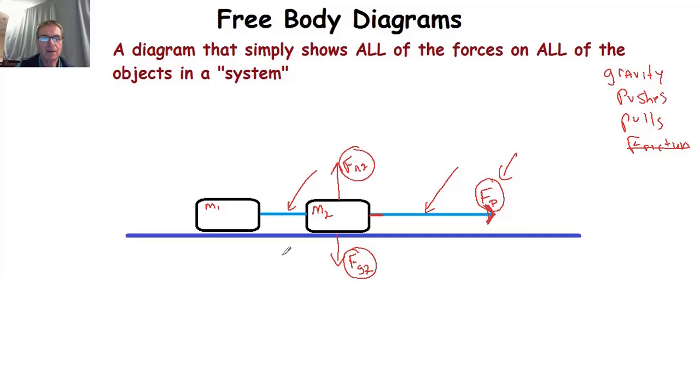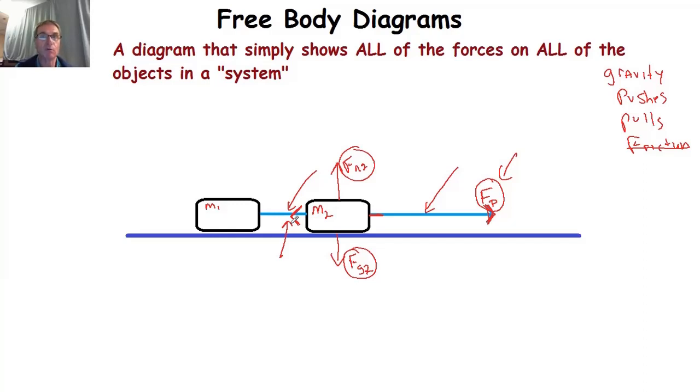And what about this rope over here? Well, remember that a rope can only pull. That's what I just said. So what's the direction of the tension in that rope? What does it have to be? It's going to have to be to the left.